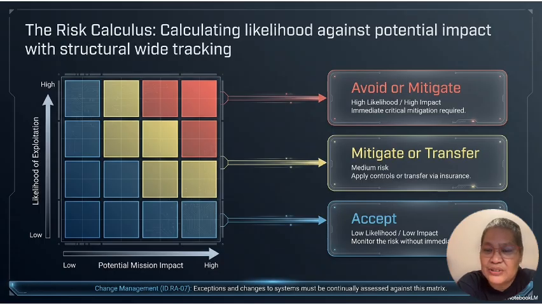Let's say it's in the yellow zone. Information is not as critical. System is not as critical. But we apply controls to mitigate or transfer. You can actually fix it or transfer it and say, hey, I can transfer this to insurance. But most organizations don't. They actually try to mitigate, no?